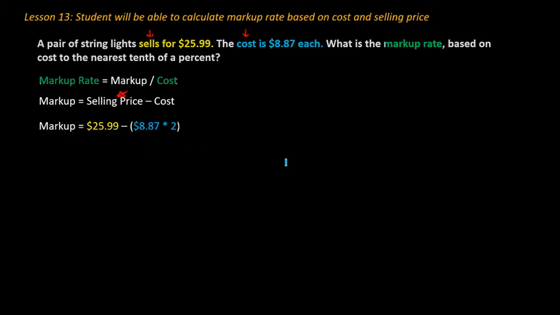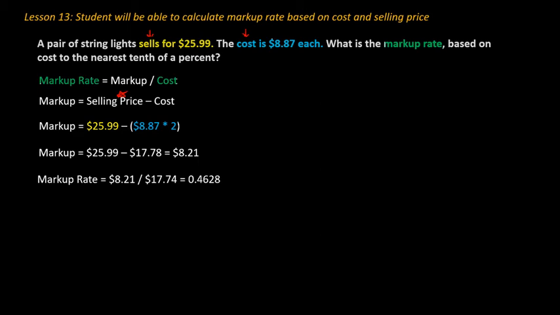So continuing, if we simplify, we find that markup equals 8.21. We simplify, we get markup is $8.21. And once we have what the markup is, we can substitute it into our markup rate equation. Remember, that was our original goal. 8.21 divided by cost, which we had already computed, right? So we end up using that twice. Remember, cost was 8.87 times 2, which is 17.74. So we use that again in this second equation. And then we end up with markup rate as 46.3%.